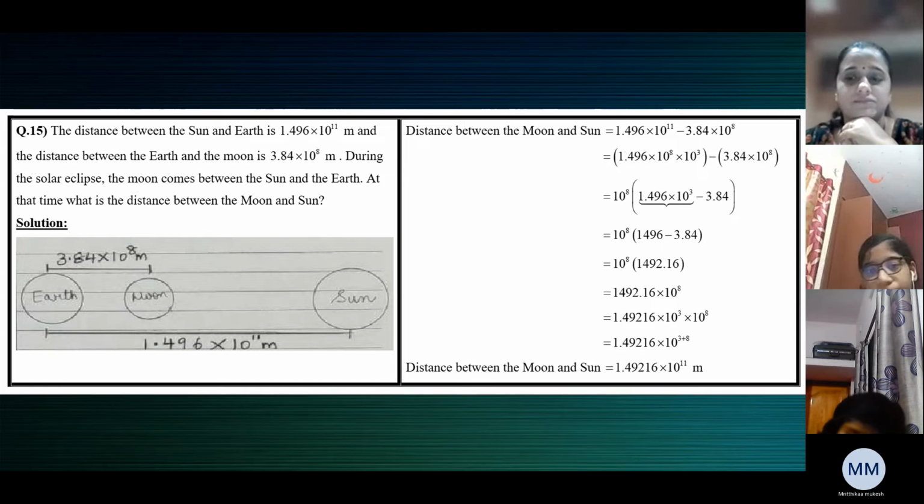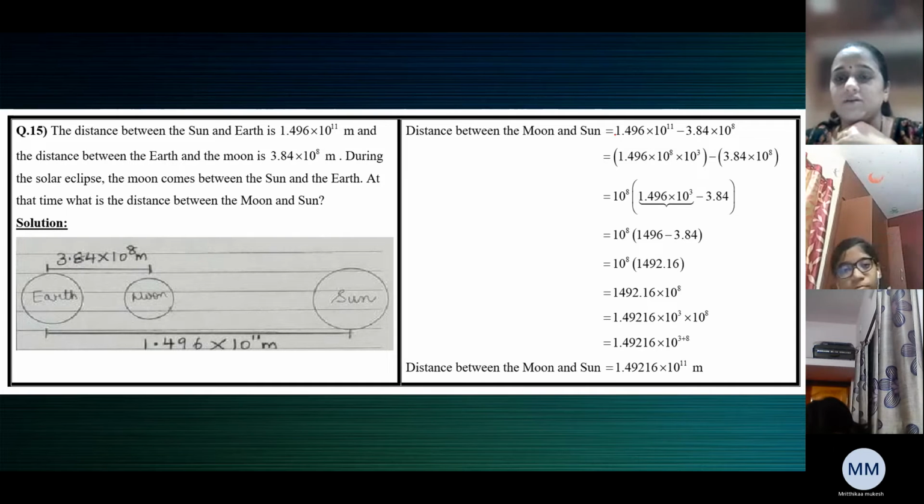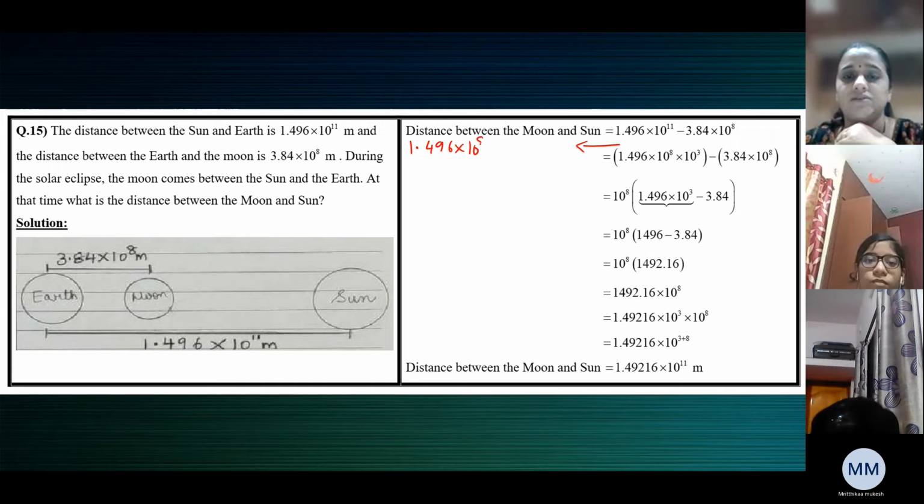This step, take a screenshot, children. This step, you can just have the step 1.496 into 10 to the power 8 plus 3 minus 3.84 into 10 to the power 8. We can just have this as the second step.